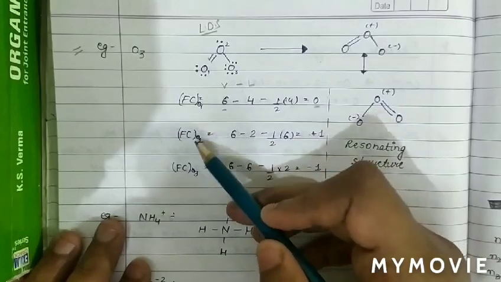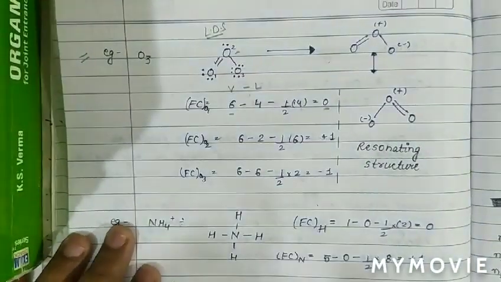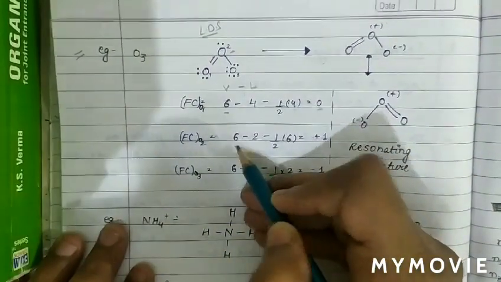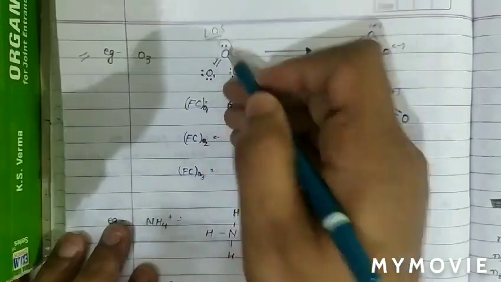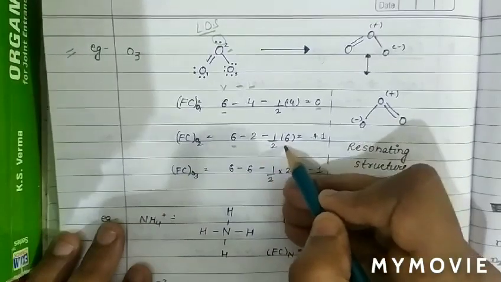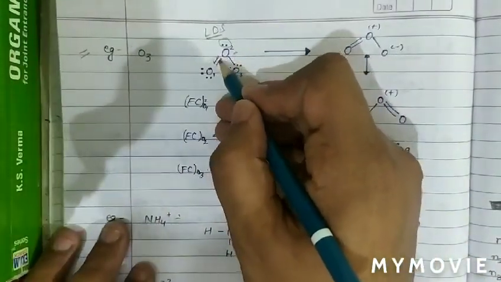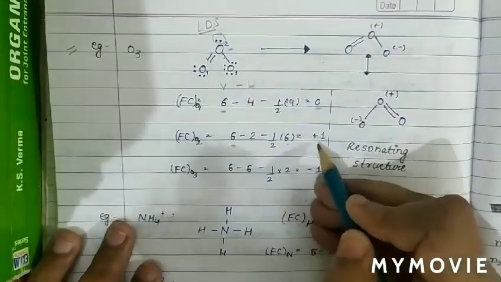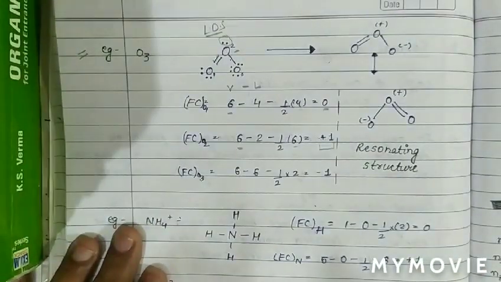Now we are calculating the formal charge on the second oxygen atom. Again, the valence electron for the oxygen atom is 6, minus the unshared electrons for the second oxygen atom, which is 2 only. So 6 minus 2, minus half of the shared electrons. For this oxygen atom, shared electrons are 1, 2, 3, 4, 5, 6. So half of 6, and when we calculate, the charge on the second oxygen atom is +1.